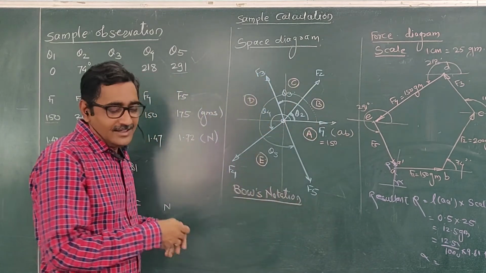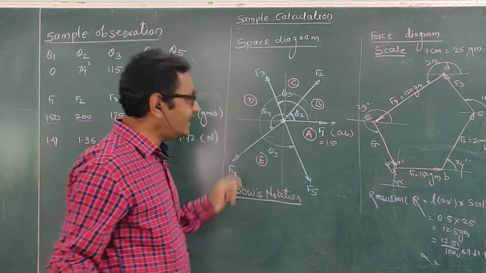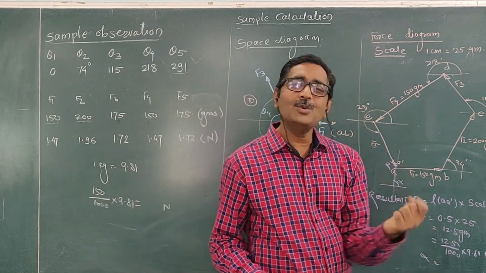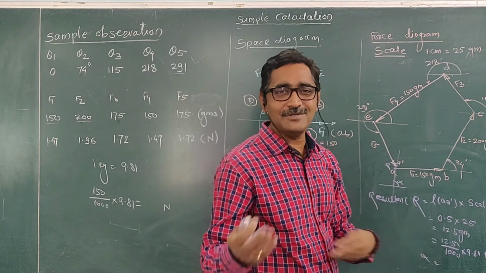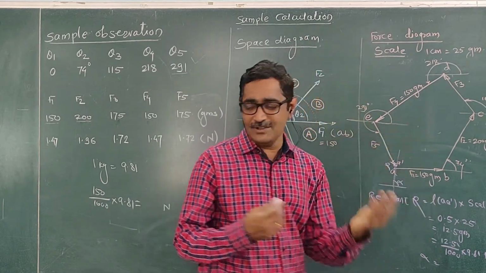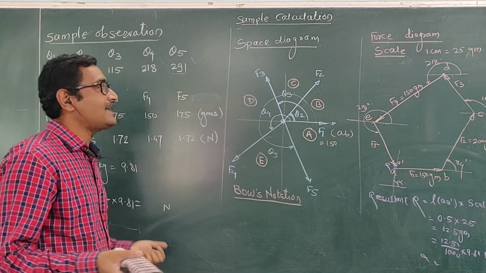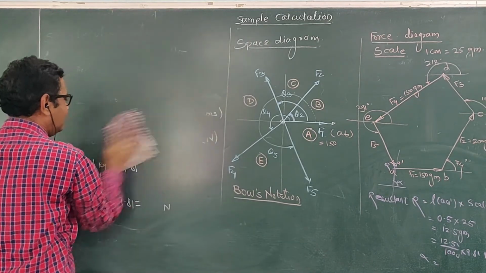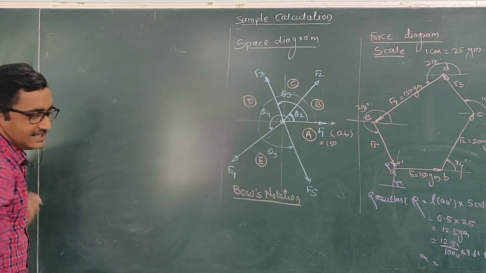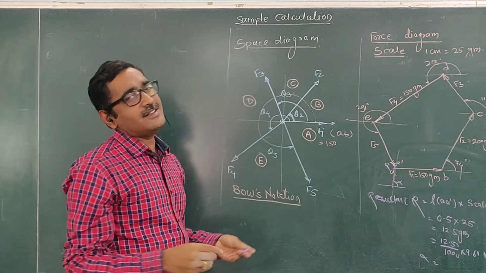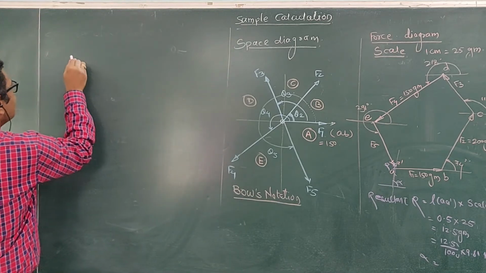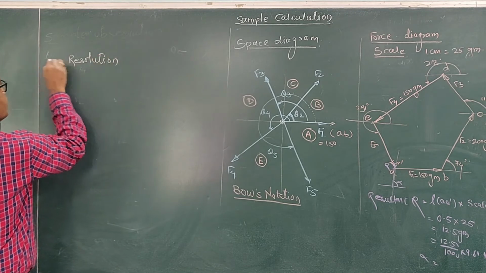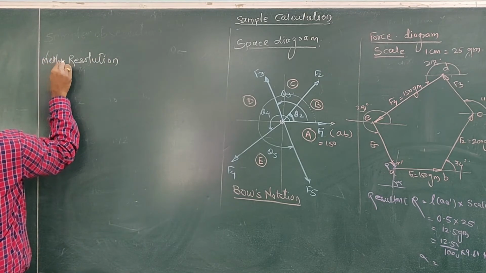Now let's calculate the resultant analytically also, and just cross check whether the analytical resultant and this graphical resultant are both correct or not. This is just a verification. Analytically and graphically, are we getting the same answer or not? Then what is the procedure for finding the resultant of the constant force system analytically? This was the graphical. And to find the resultant analytically, we are going to use the method of resolution.